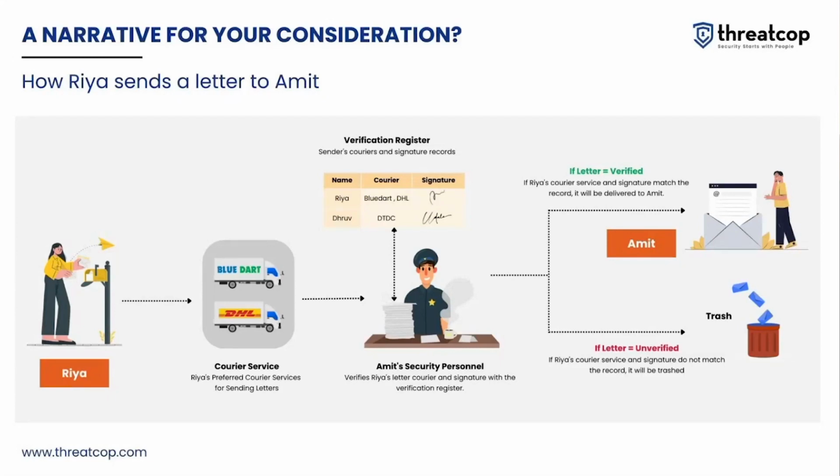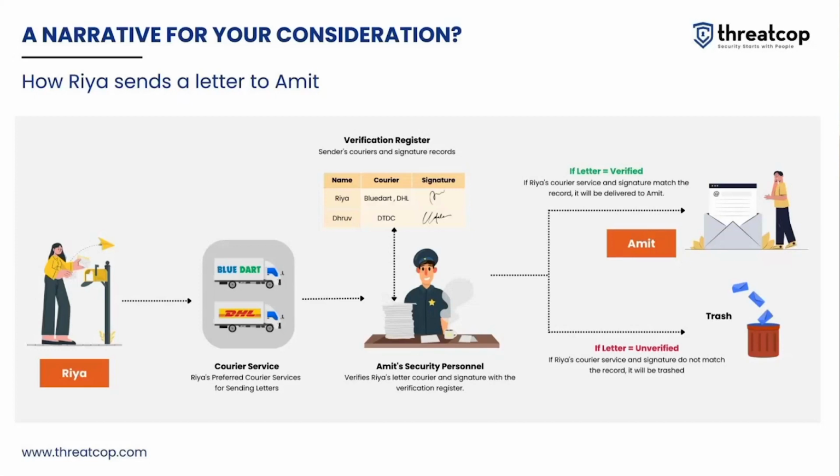Ria first goes to the courier service. Ria has two preferred courier services, Blue Dart and DHL. These are the preferred courier services that Ria usually uses while sending any letter to anybody. In the next step, we can see that Amit, who is the receiver, has a security personnel standing outside his house. Amit's security personnel is the one who verifies from his register whether the letter has to be delivered to Amit or not.